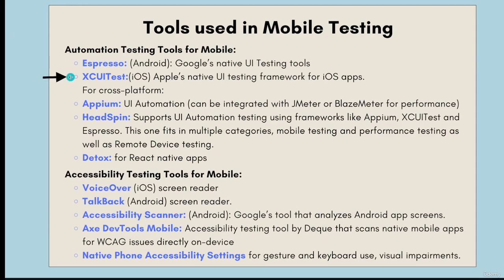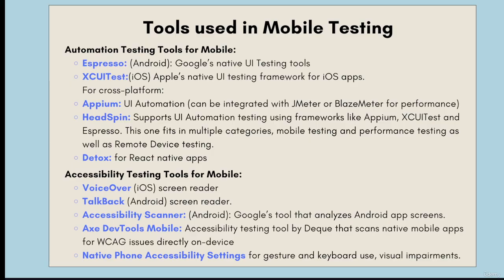Next we have XCUITest. This is Apple's native UI testing framework for iOS apps. It's used by developers that like to write tests specifically for iPhone or iPads. It's got deep integration with the iOS ecosystem and Swift. It can be used with XCTest to write functional and performance tests. And it's got good access to device-level features like gestures and sensors. The con is that it only works for iOS, and the setup and debugging can be tricky for beginners.